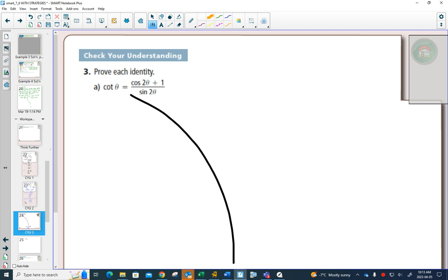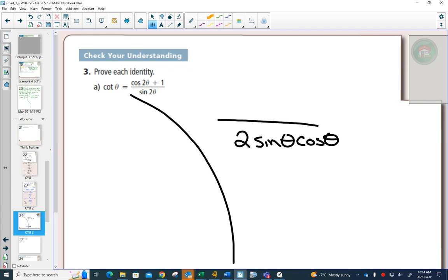And I'm going to tell you that when you have a proof with a 2 theta, you are going to have to change it from the left-hand side of these proofs to the right-hand side. And some of them are easy, because on the bottom of this fraction, we have a sine 2 theta, and the only thing you can change the sine 2 theta to is 2 sine theta cos theta. So I can do that right away, because that's my only option.